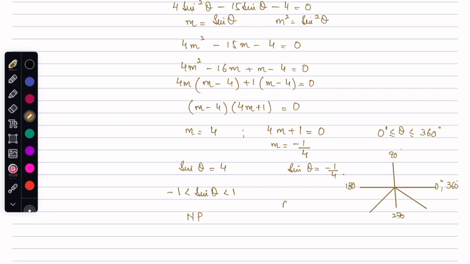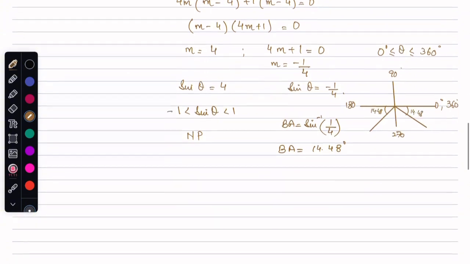So now find the basic angle. For the basic angle, I should say it's sine inverse 1 by 4, or 0.25. So sine inverse 0.25 shall be equal to, so the basic angle here comes out to be 14.48 degrees. So this angle here is 14.48, and on the other side also this is 14.48.